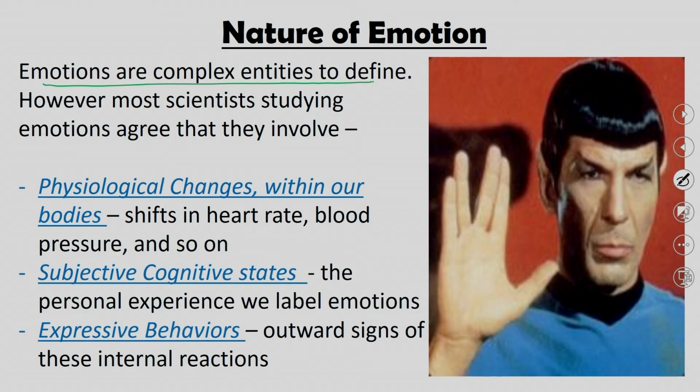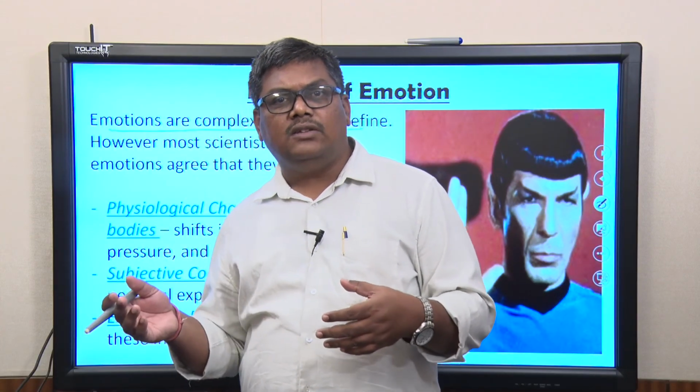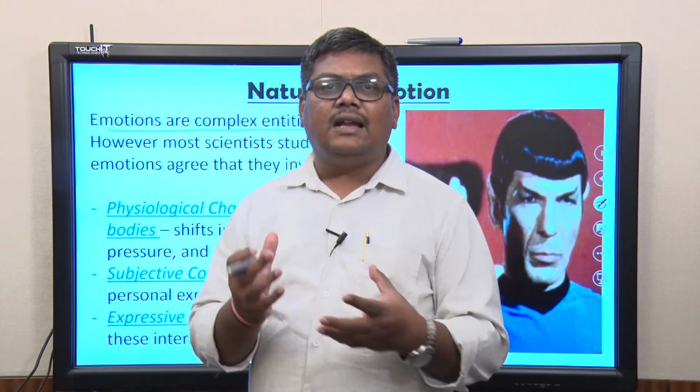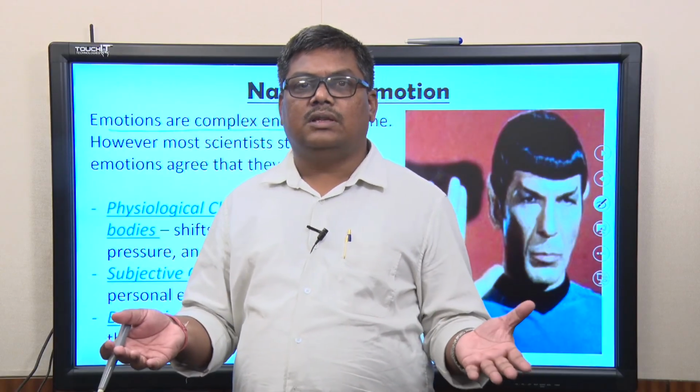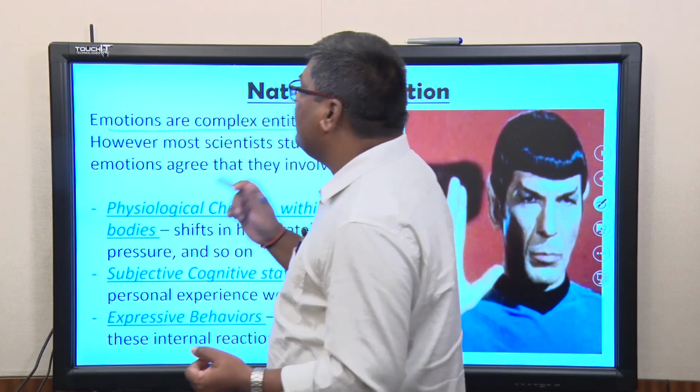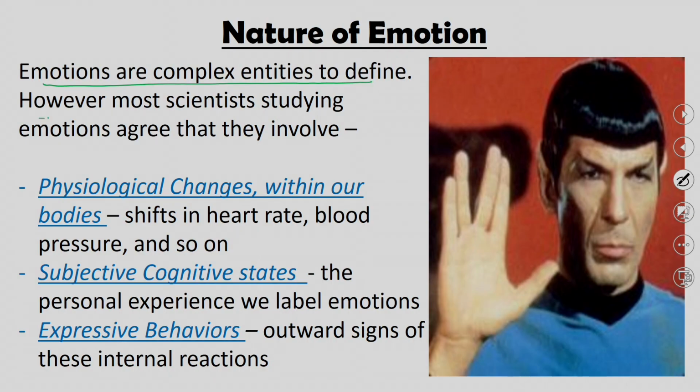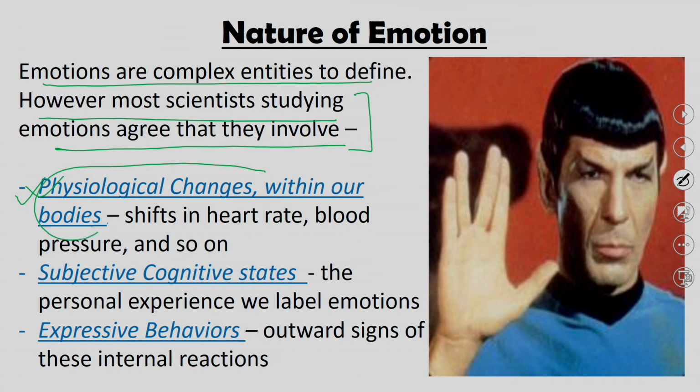It is dependent on body arousal, it is dependent on your thinking process, it is dependent on what kind of information you are receiving, it is dependent on your past experiences, it is dependent on your memory, it is dependent on the language that you use. So many things act together to make emotions. And so, it is a complex process, but then there is a general definition of emotion. However, most scientists studying emotions agree that they involve three processes. So, emotion has been defined as a three-process system. First, emotion leads to physiological changes within our bodies.